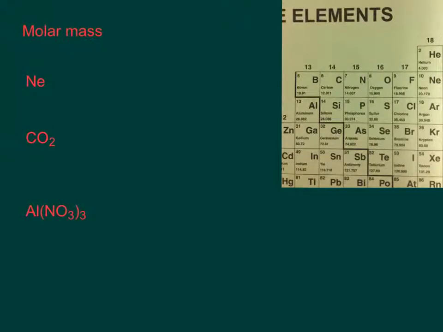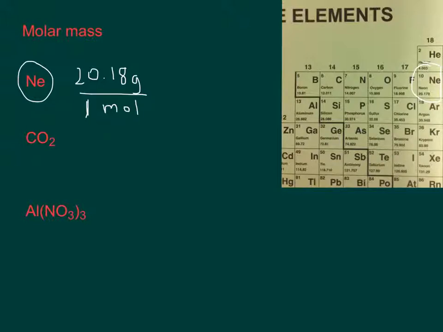The next term you need to be familiar with is molar mass. Molar mass comes from the periodic table. For an element like neon, it's pretty straightforward. You simply go to the periodic table, find that element, and the number at the bottom. So for neon, 20.179 or 20.18 is the molar mass. The unit for every molar mass is grams per 1 mole, or just grams per mole.